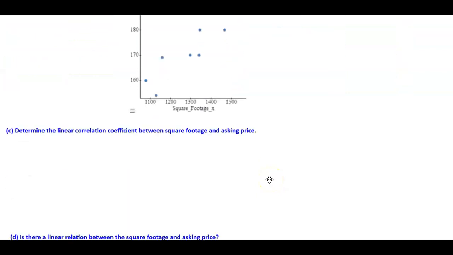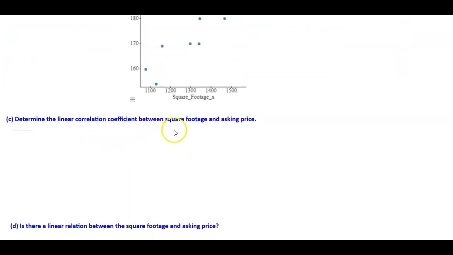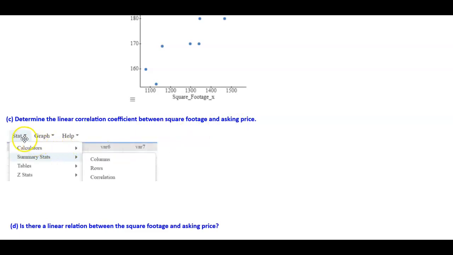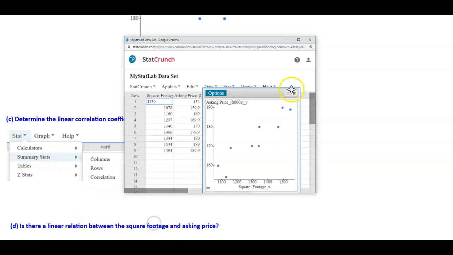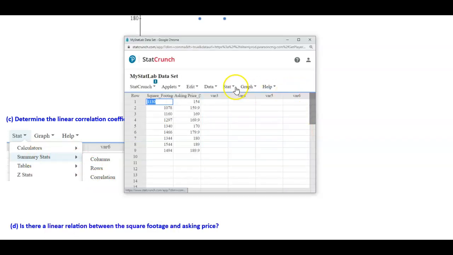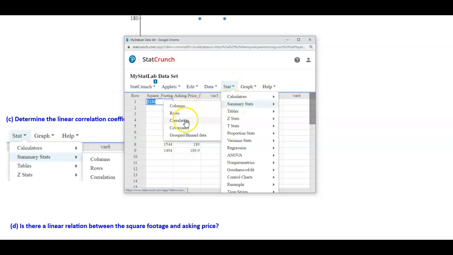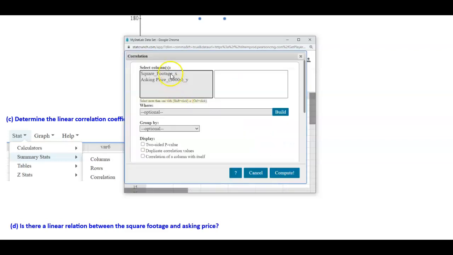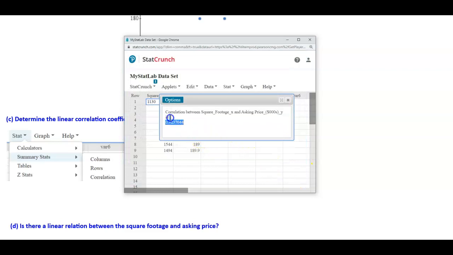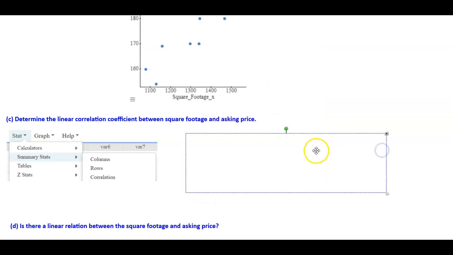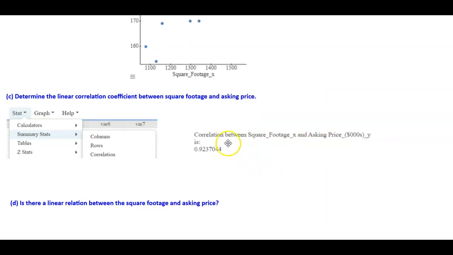In part C, we want to determine the linear correlation coefficient between the square footage and the asking price. In order to do that, we're going to go to Stat, Summary Stats, and then select Correlation. Then we're going to select both of these variables and select Compute. And you can see there is our correlation, which is 0.9237044.